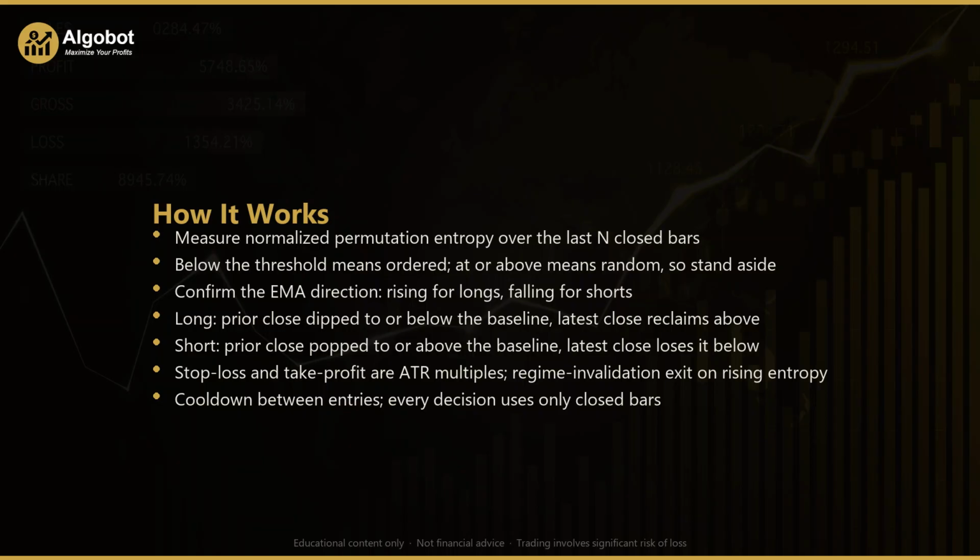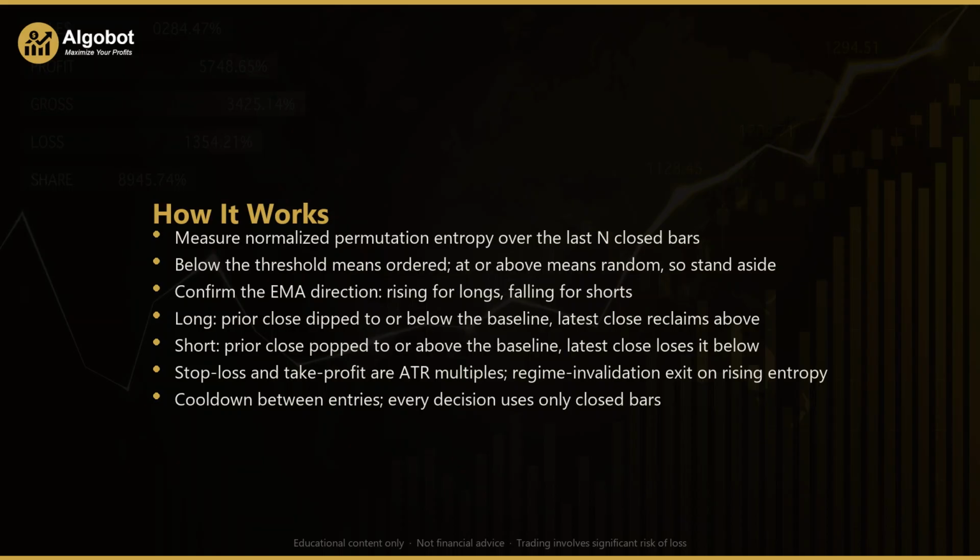Now let's walk through the mechanics step by step. Everything runs on the close of each bar, so the strategy is non-repainting. The currently forming bar is used only to detect that a new bar has opened. Every actual decision uses closed bars. The first thing the strategy calculates on each new bar is the normalized permutation entropy over the last window of closed bars. By default, that window is 40 bars.